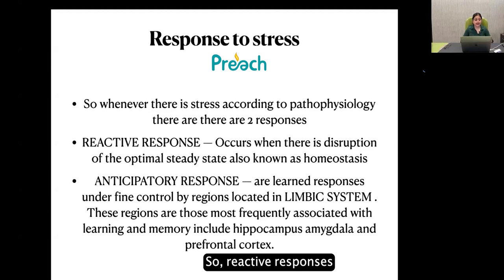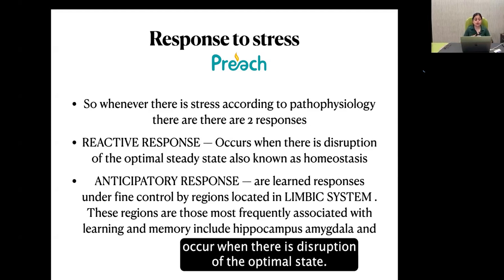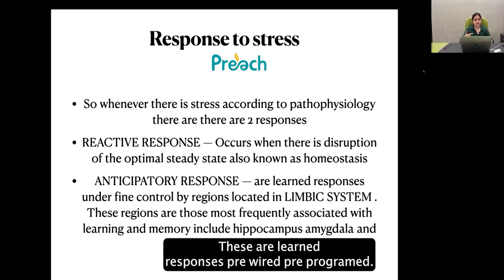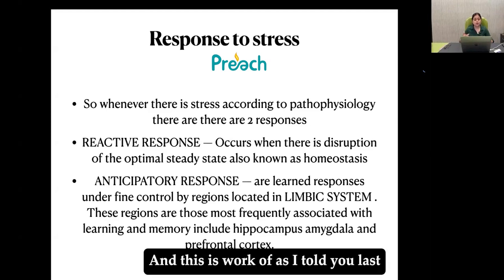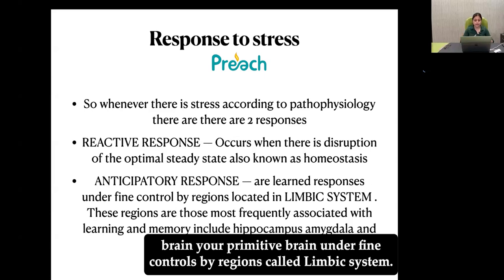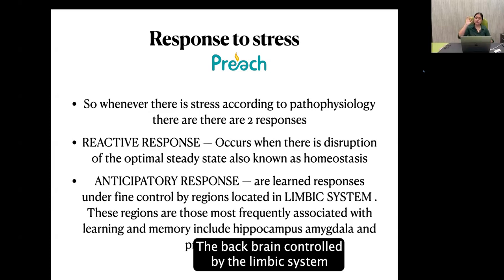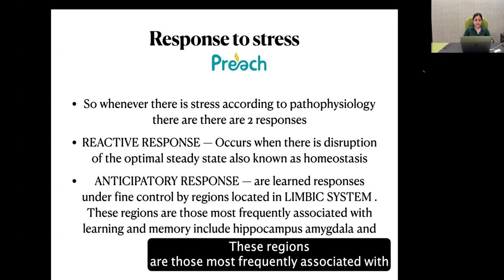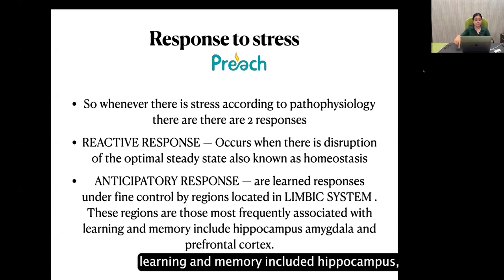So reactive responses occur when there is disruption of the optimal steady state, also known as homeostasis. And anticipatory responses are the learned responses, pre-wired, pre-programmed. This is the work of, as I told you, the last brain, your primitive brain, under fine control by regions called the limbic system. The back brain is controlled by the limbic system, controlled by the amygdala and hippocampus. These regions are those most frequently associated with learning and memory, including the hippocampus, amygdala, and prefrontal cortex.